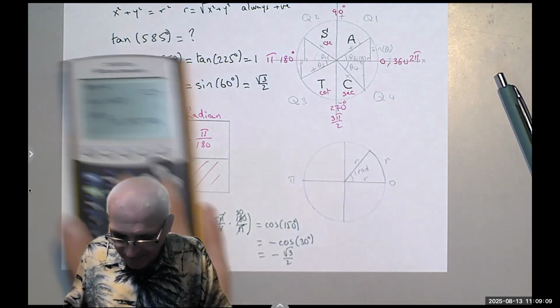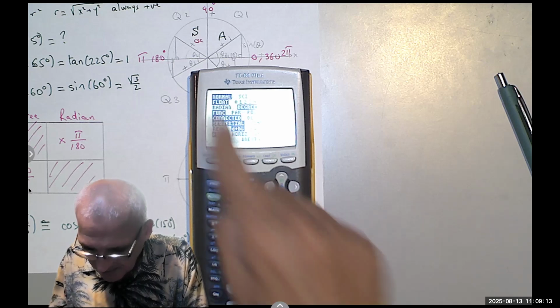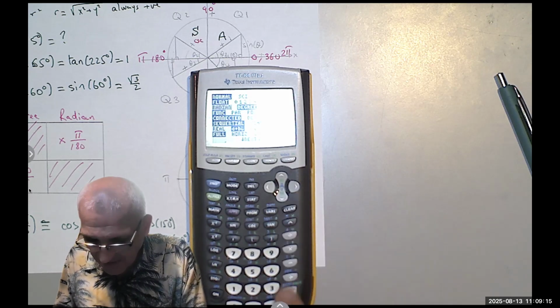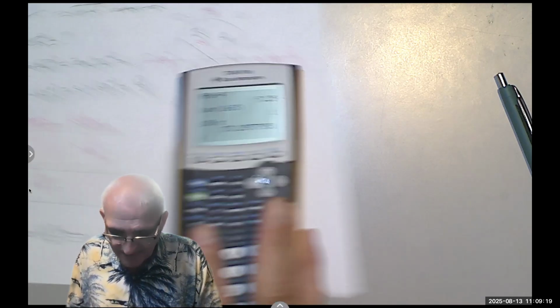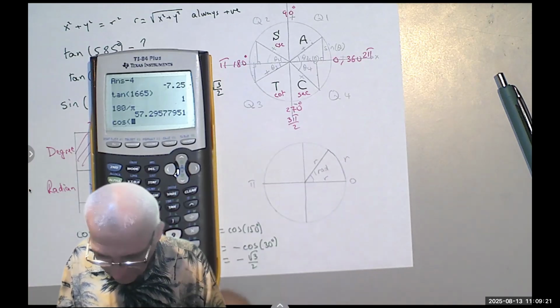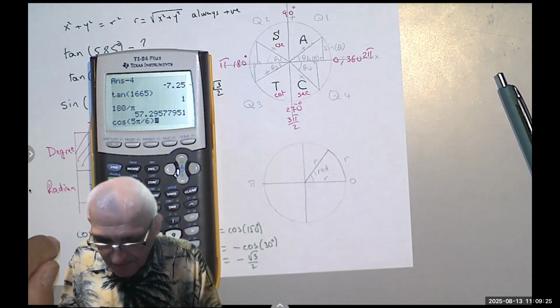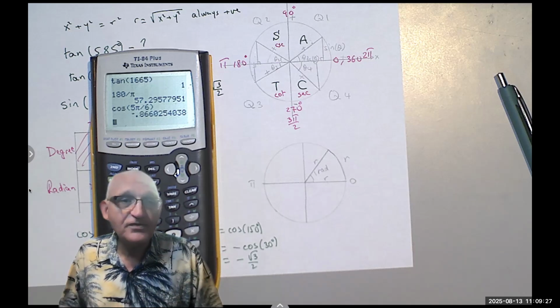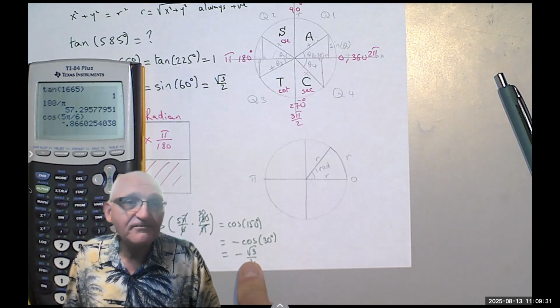Or if you are allowed to use a calculator, just make sure you are in radian mode. This is a very confusing thing for students if they don't change it. And say cosine 5 pi over 6. And you get again negative root 3 over 2. We saw that this is root 3 over 2 before.